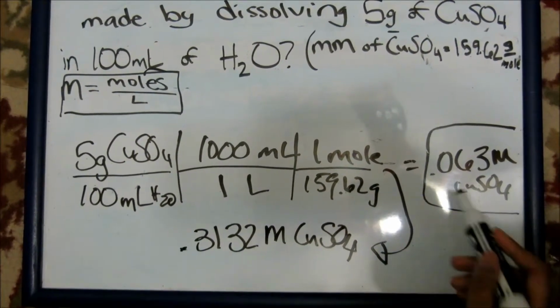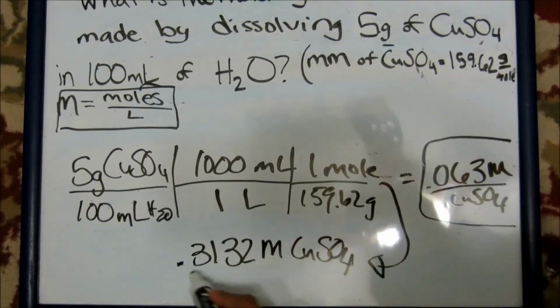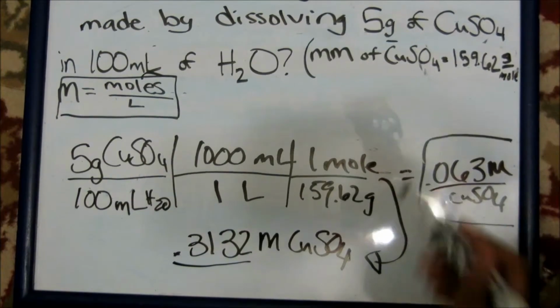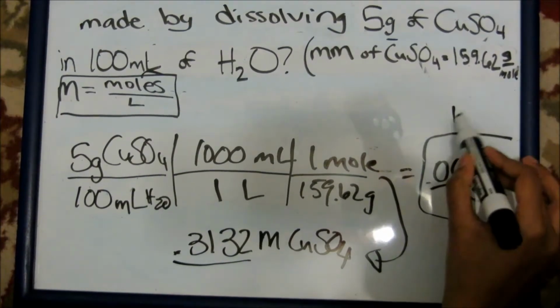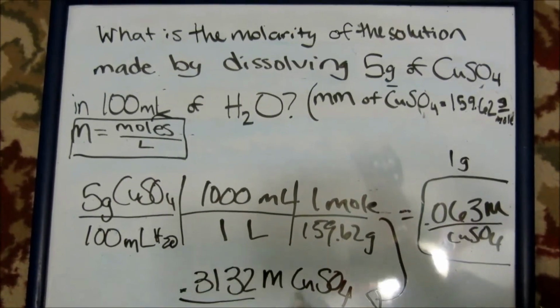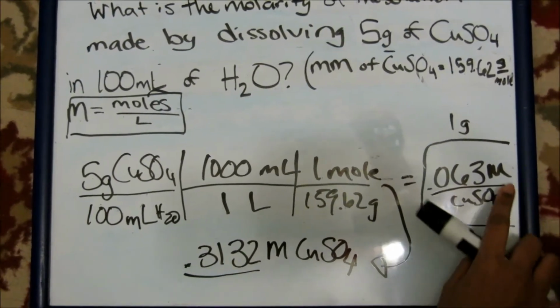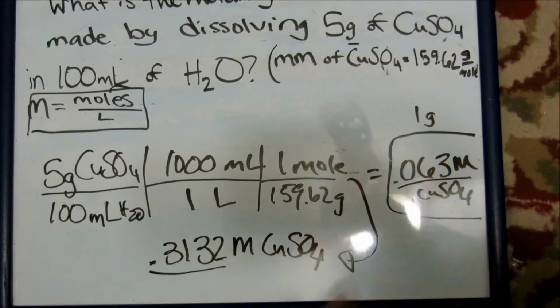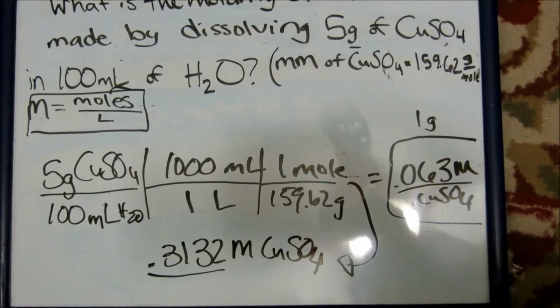As you can see, there is a great difference in the molarity of each solution. There was only 1 gram of copper 2 sulfate in this one, and there's 5 grams of copper 2 sulfate in this one. So you can see the difference of the molarity of each solution. And that's how you solve molarity.